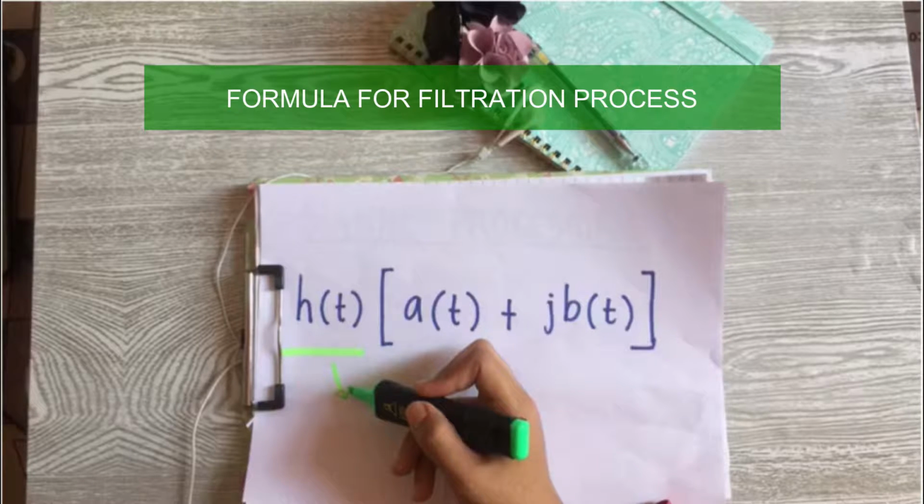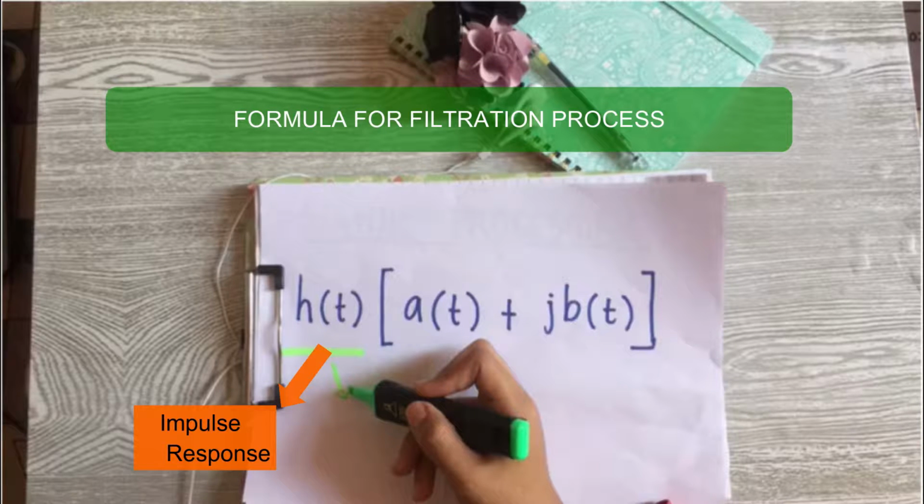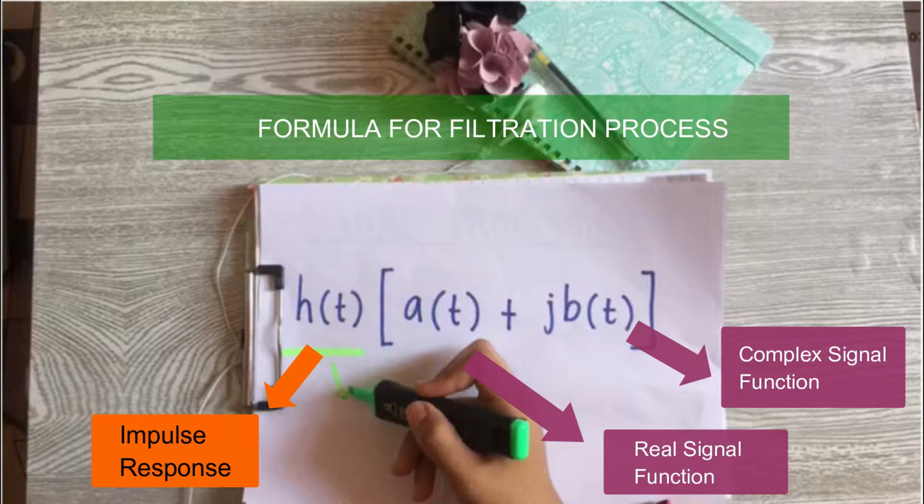The h(t) function is the impulse response. The impulse response is multiplied to both real signal function and complex signal function. Impulse response can be either real or complex.